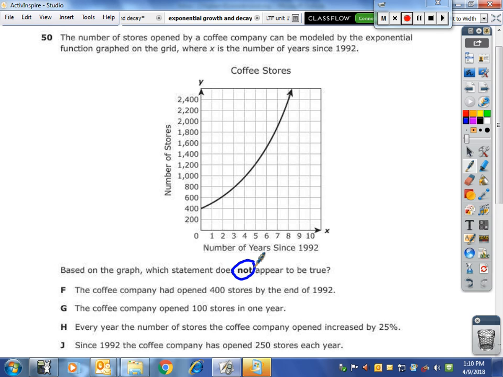Okay, the company had 400 stores by the end of 1992. Is that true? Yeah, because this is the years since 1992, and look what they have. 400, so that one is true. They opened 100 stores in 1 year. Well, here's 1 year. We went from 400 to about 500. That's 100 stores. So that's true. Every year the number of stores increased by 25%.